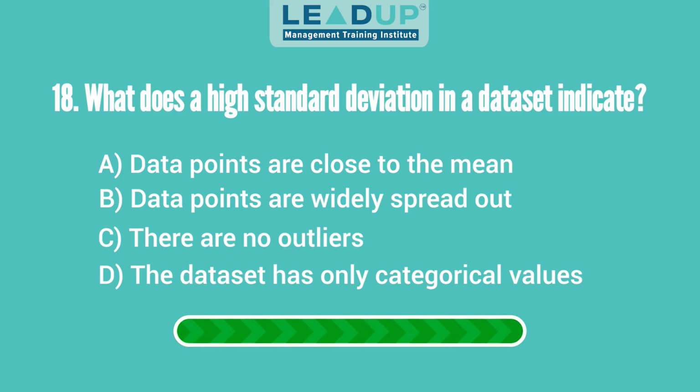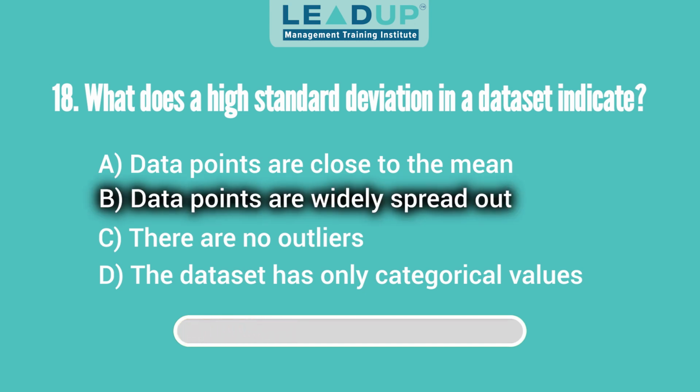18. What does a high standard deviation in a dataset indicate? A. Data points are close to the mean. B. Data points are widely spread out. C. There are no outliers. And D. The dataset has only categorical values. The answer is data points are widely spread out.